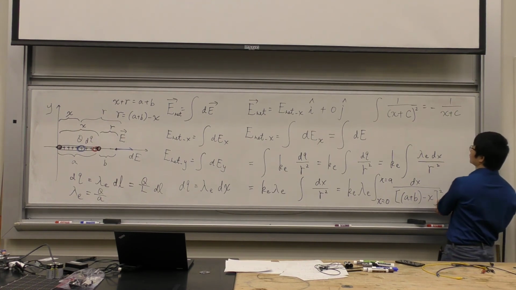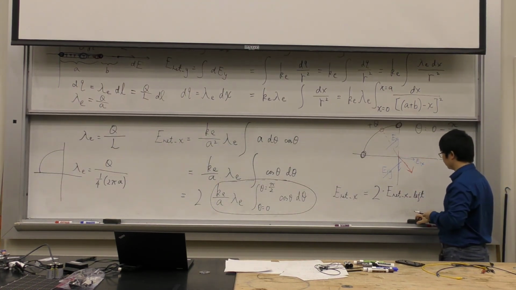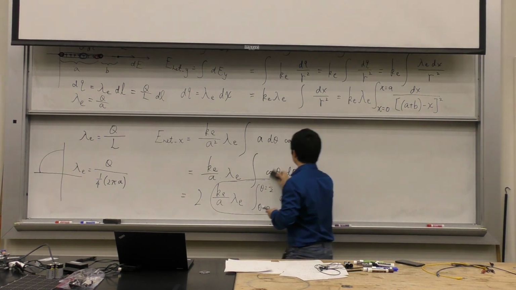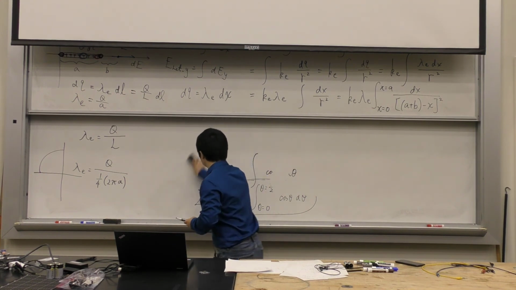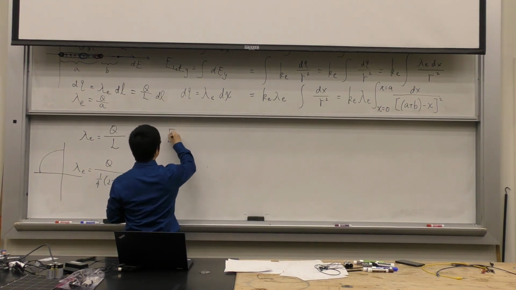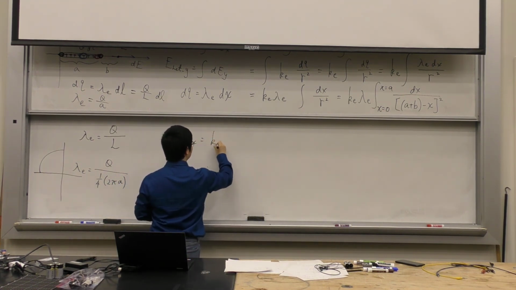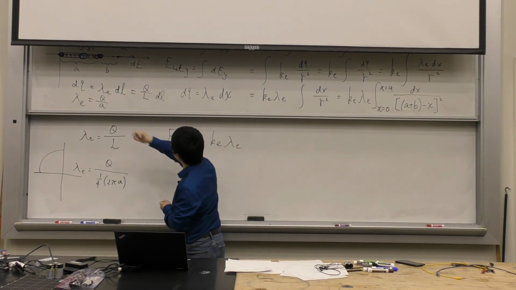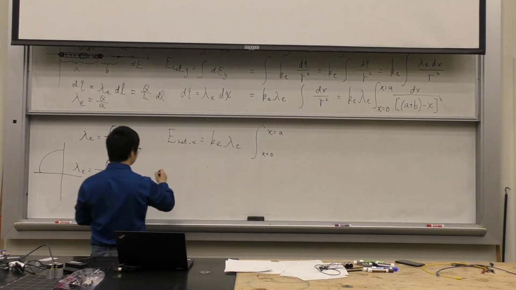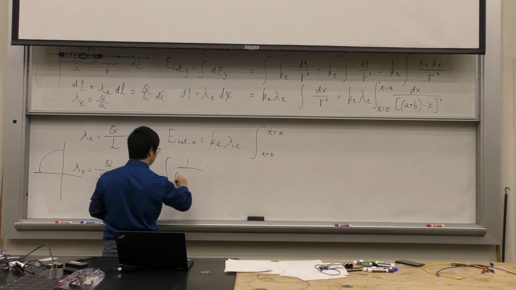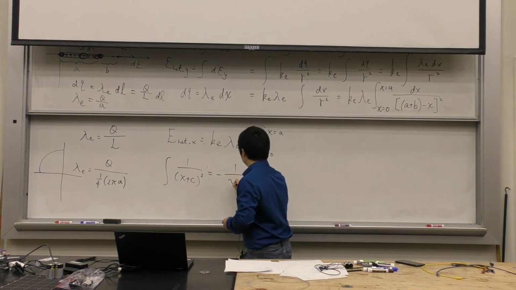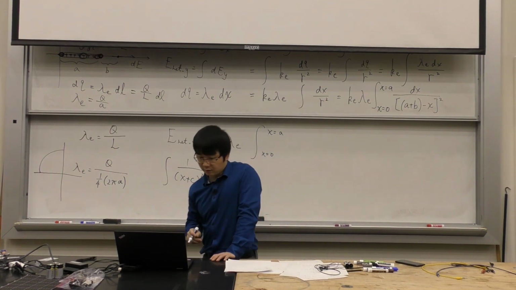So I can give you some hint. You want to write this guy as x plus a constant, and then squared. So you get this: k_e lambda e, where lambda e is going to be q over a, which I plug in at the end. So how do I write it in that form? I want to write this integral in this form: 1 over (x plus c) squared equals negative 1 over x plus c. Okay, so that's the integral.